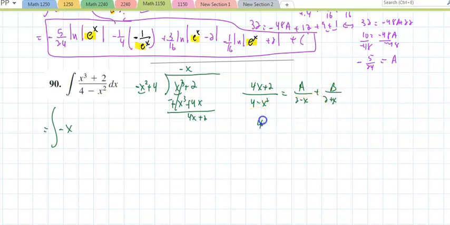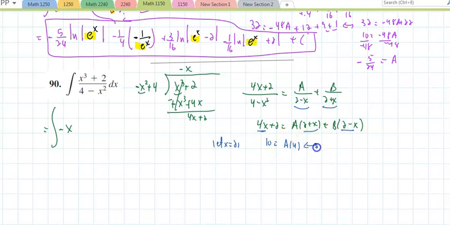And if I clear the fractions, I have 2 values to find, and I'm done. Let x equal 2 and let x equal negative 2, and there's the problem. Let x equal 2. A 2 in there will make that an 8, that's a 10 equal. A 2 in there will make that a 4, and that's a 0. That means A is 10 over 4, which is 5/2.